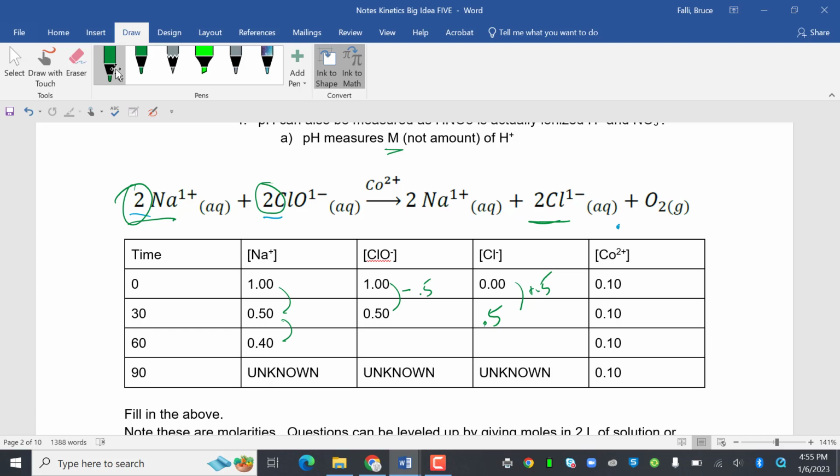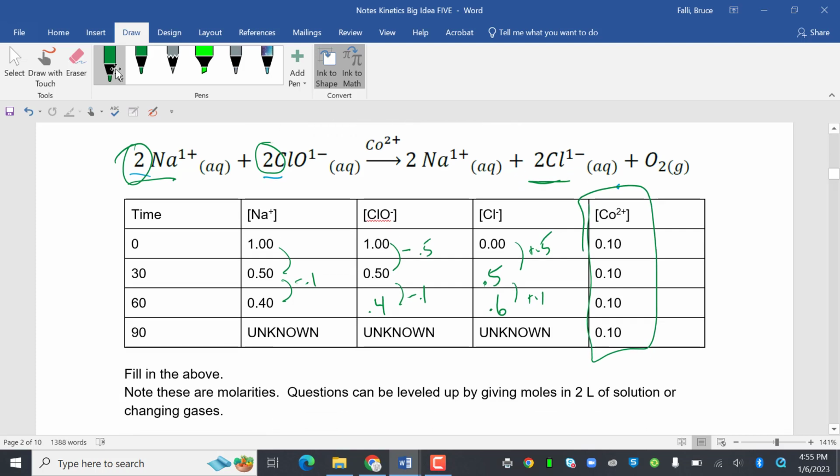Over here, this went down minus 0.1. This is going to go down minus 0.1. This is going to go up plus 0.1. Now, notice how cobalt's concentration stays constant. This is pretty typical for a catalyst. Catalysts are typically not used up. If they're not used up, that means they're going to stay constant for the concentration.